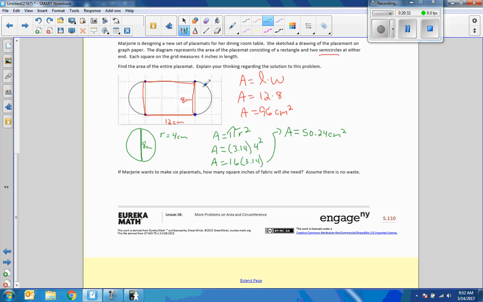Okay, so we now know the area of this plus this over here is 50.24, and the red rectangle inside is 96. So the total area of the entire placemat is the sum of these two. So the area will equal 96 plus 50.24, which will come out to be 146.24 centimeters squared.